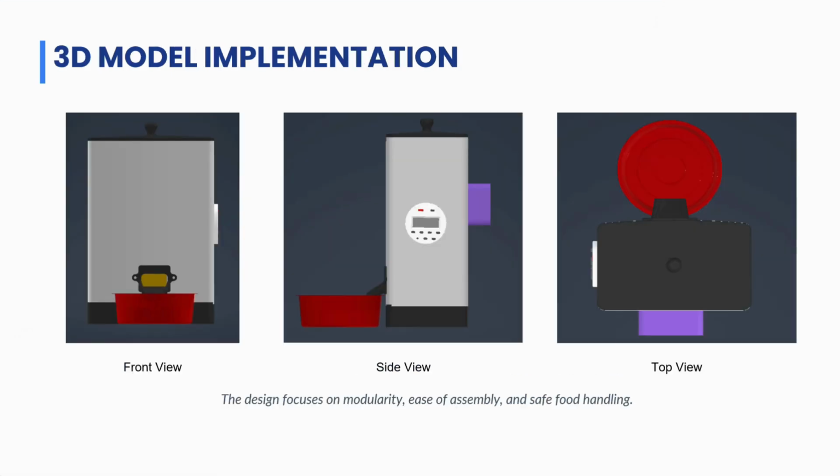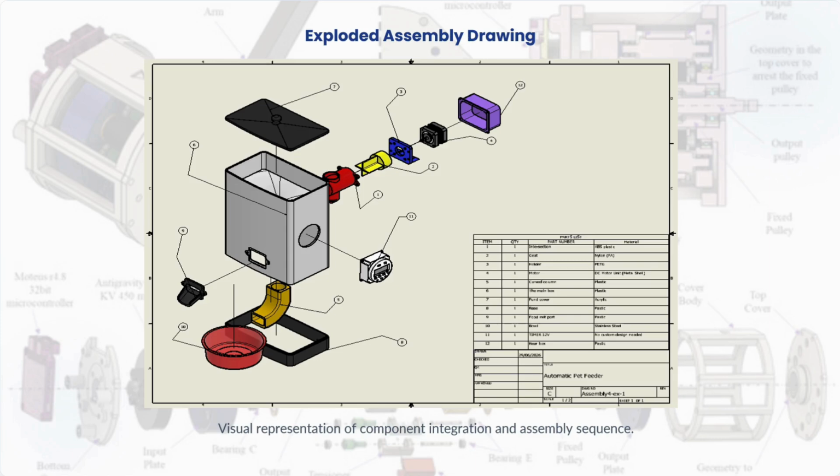On this last slide, you can see the final 3D picture of our complete design. We are showing you three different views so you can see every detail. The front view, the side view, the top view. These pictures clearly show how all the small parts come together beautifully to make the final pet feeder. It looks neat and does not take up too much space.